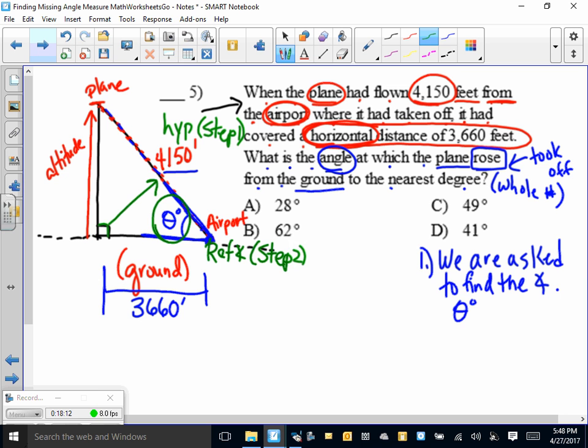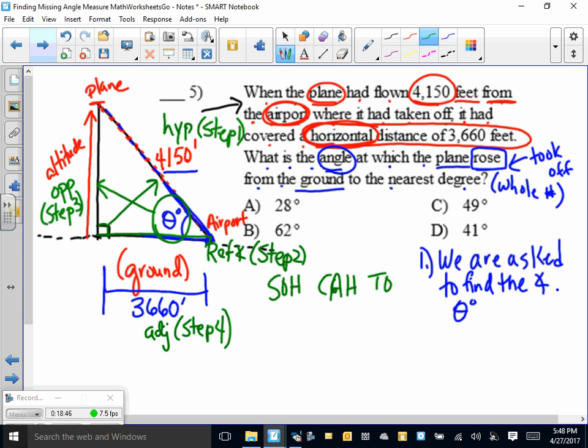Step 3, find the opposite side. The opposite side is opposite the reference angle. In this case, it's the altitude. Step 4, the side that remains, that hasn't been labeled, is the adjacent side. Hypotenuse, reference angle, opposite, and then adjacent. We have the same functions, sine, cosine, tangent.